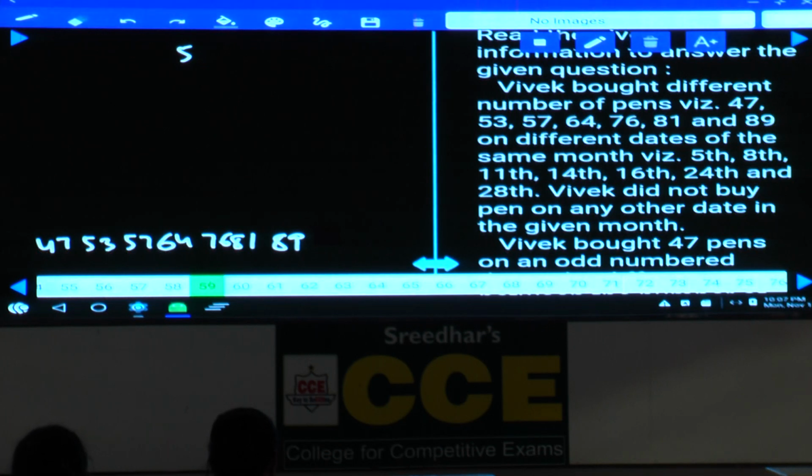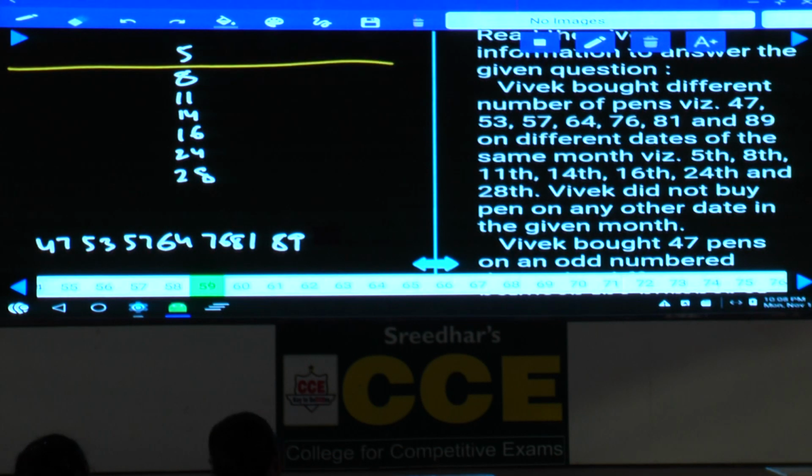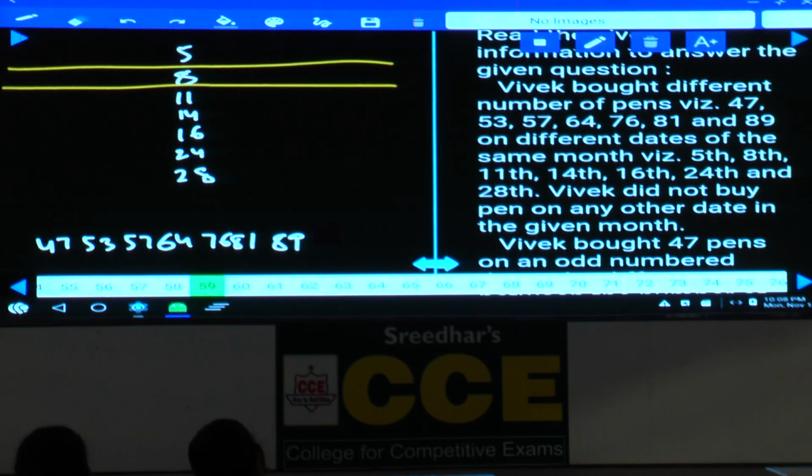The month is given, and the dates are given: 5, 8, 11, 14, 16, 24 and 28. Now this Vivek has bought pens, and how many are there? 1, 2, 3, 4, 5, 6, 7. So 7 pens on 7 different dates. Now we need to find out on which day this person has bought how many pens.